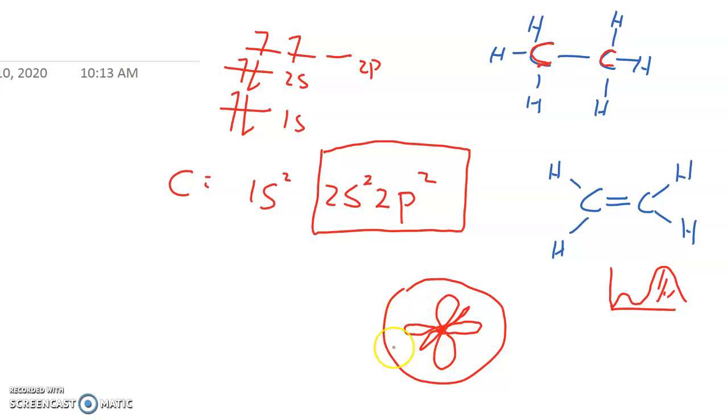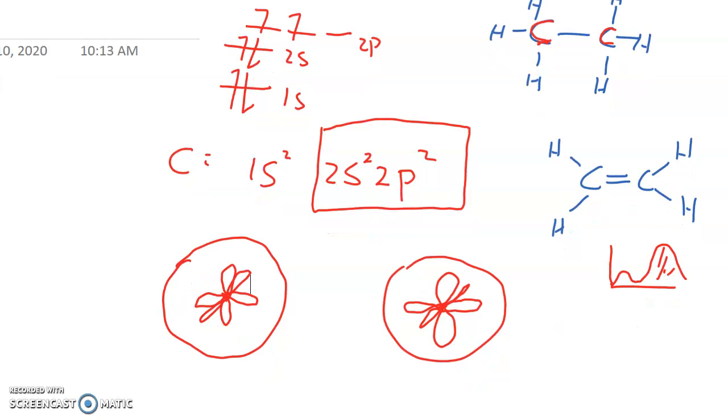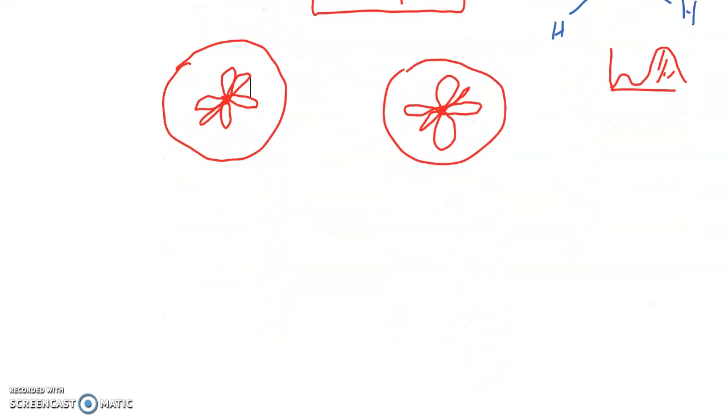So now, if this is from one carbon and this is from another carbon, so this is the 2s orbital and these are the 2p orbitals, how do they form a bond together? When you combine, should this s orbital touch this orbital first? How does it work? So now scientists come up with an explanation of how they combine together.